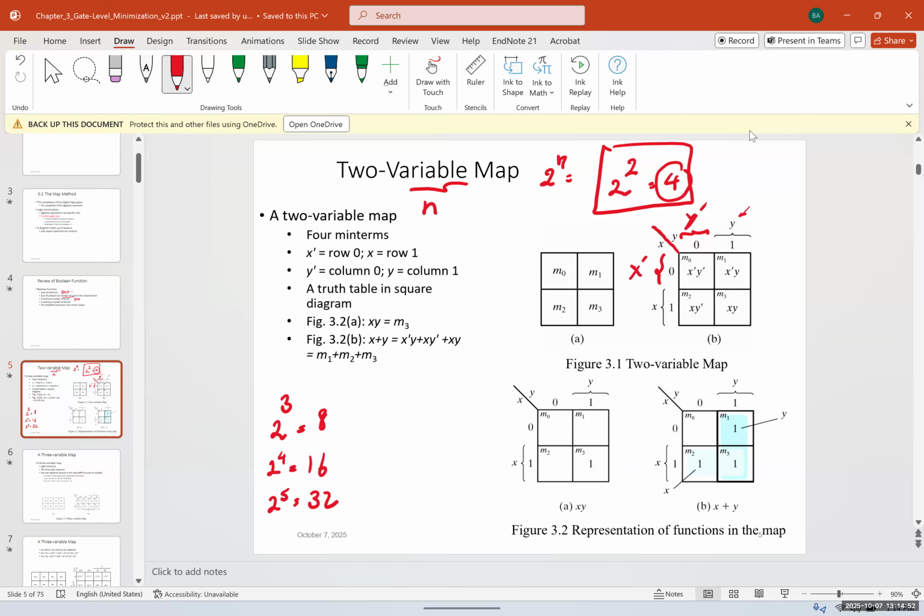Now, if one of these squares is 1, we will find which minterm or sum of product does this correlate to, and that would be our answer. So for example, this one is 1, the rest is 0. So therefore, we have m3 is equal to 1. Therefore, the function f would be equal to xy, which is equal to m3.